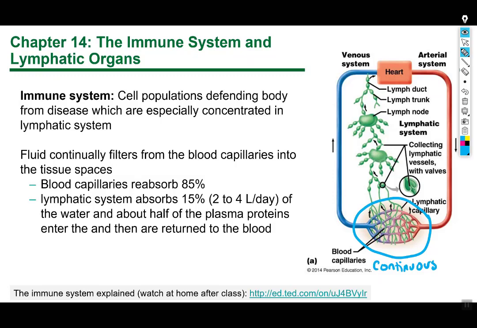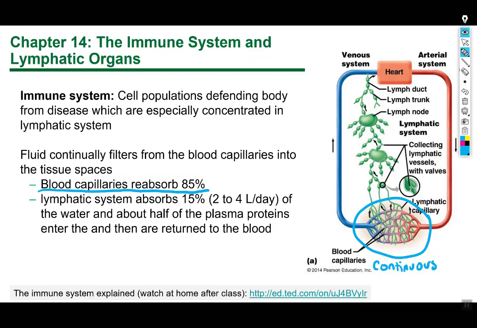So the blood capillaries reabsorb around 85% of the fluid that leaves. At the arterial end of a capillary, hydrostatic pressure, which is the pressure of blood pushing on the walls of the capillary, causes fluid to leak out. Kind of like if you poked holes in a hose, right? So increased pressure in the hose, water comes out the holes, you get the idea.